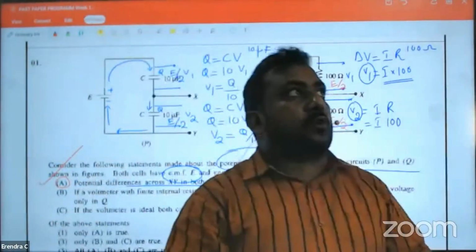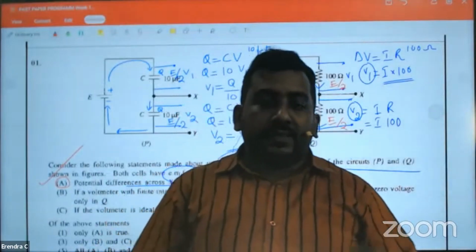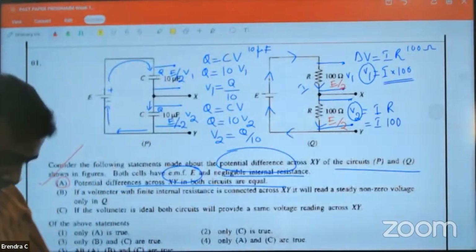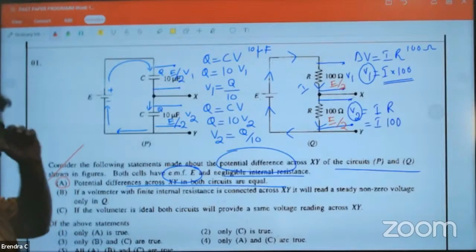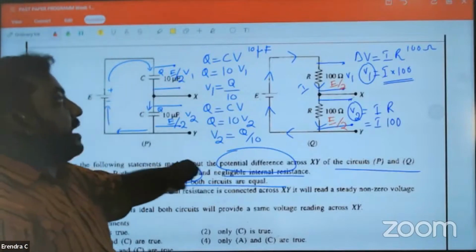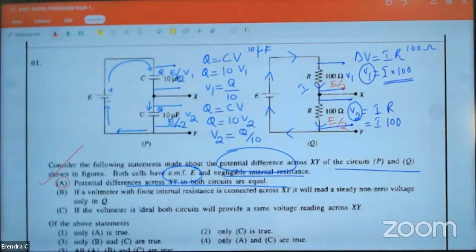There are two equal capacitors and two equal resistors. This means the supply voltage will equally divide. The supply voltage will equally divide.